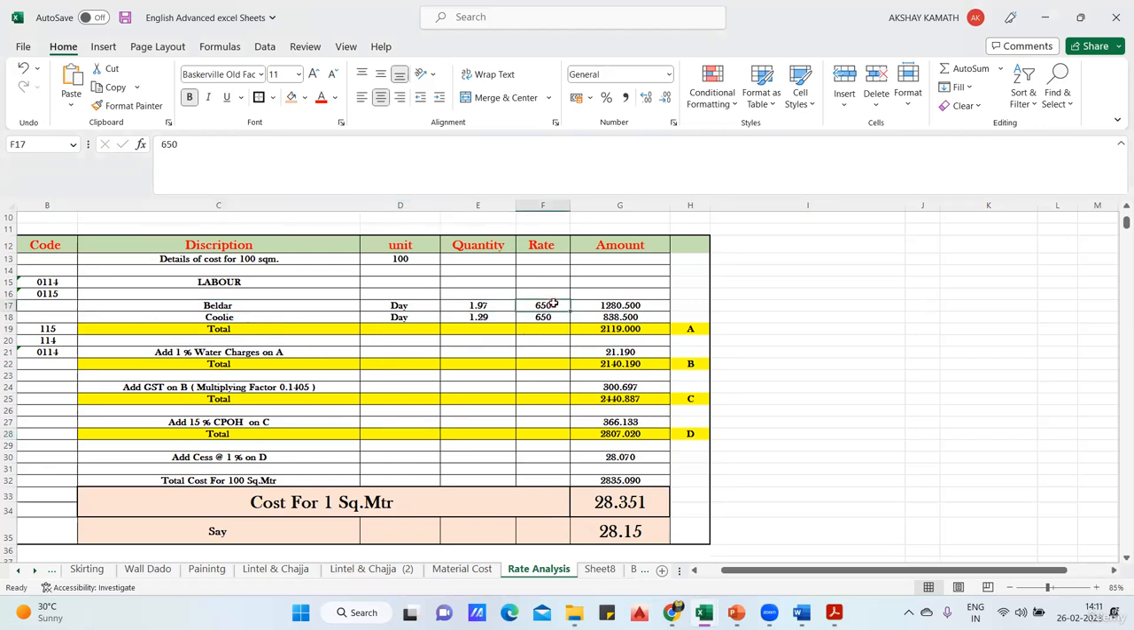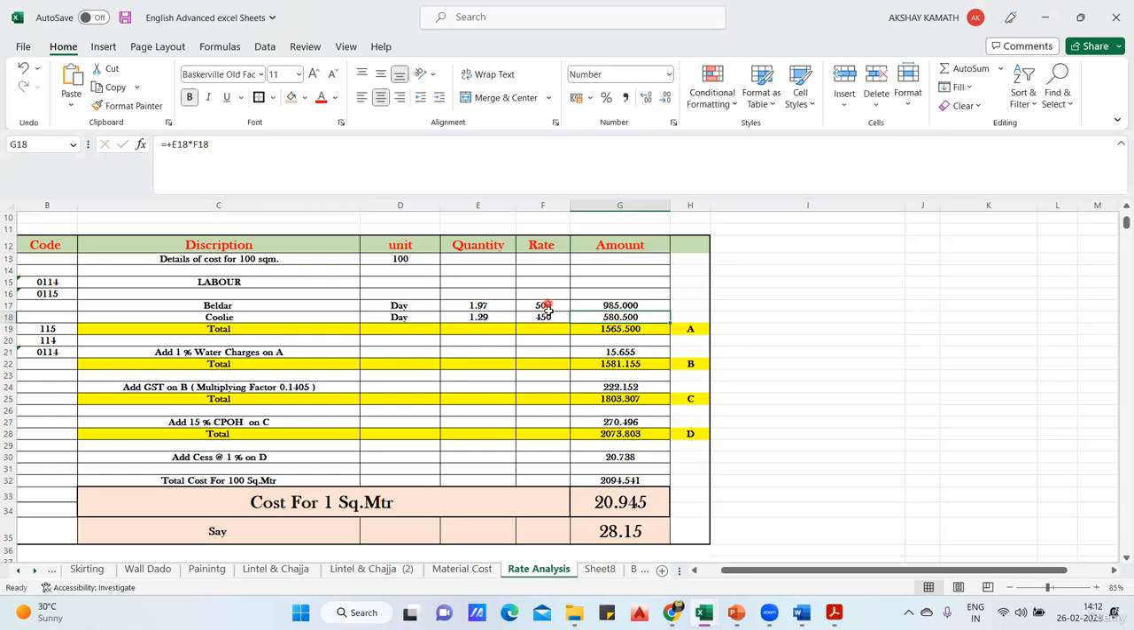So let us say he is going to charge 800 rupees per day. If a person comes to work, let us say he'll take 500 rupees if he works for 8 hours. Okay, I'll enter that here. Got it. Now the amount is 500 multiplied by 1.97. This will give me the total amount. Fine. Now come to the coolie. The coolie will work for 1.29, which is the coefficient we have, and let us say the coolie will charge you 450 rupees. According to that, the rate will be 580 rupees. I multiply the rate by this, and I'll get the cost.